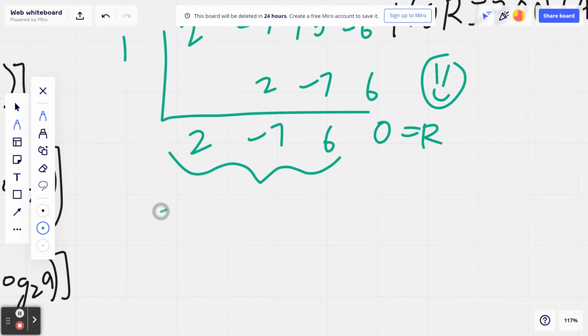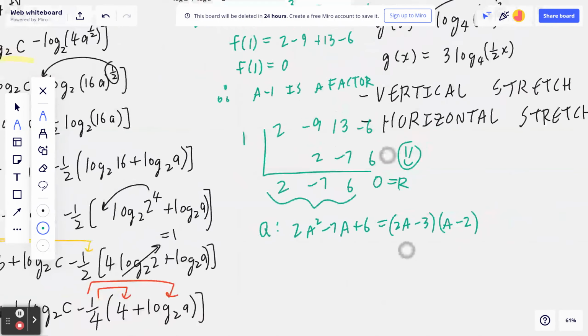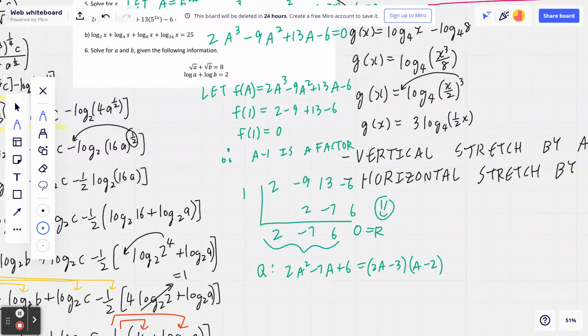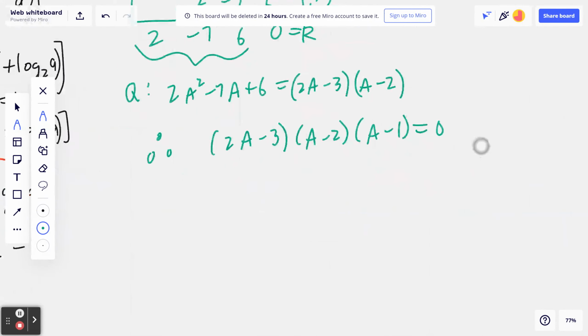I go back. What is the quotient? 2a squared minus 7a plus 6. Think about grade 10 academic math. If we factor this, it's going to be 2a minus 3 times a minus 2. So the entire expression that we're trying to solve here equals, therefore, 2a minus 3 times a minus 2 times a minus 1 equals 0.